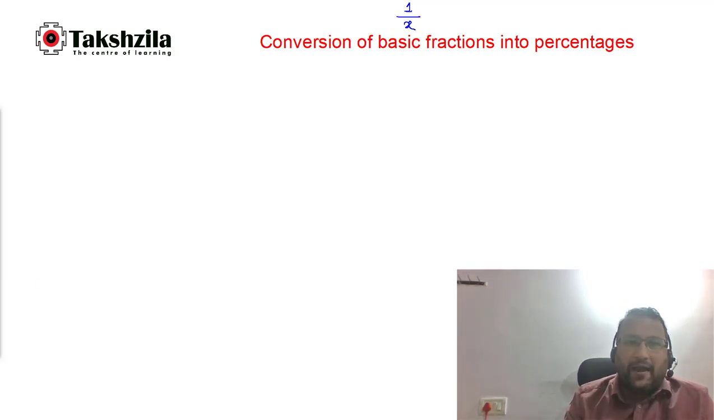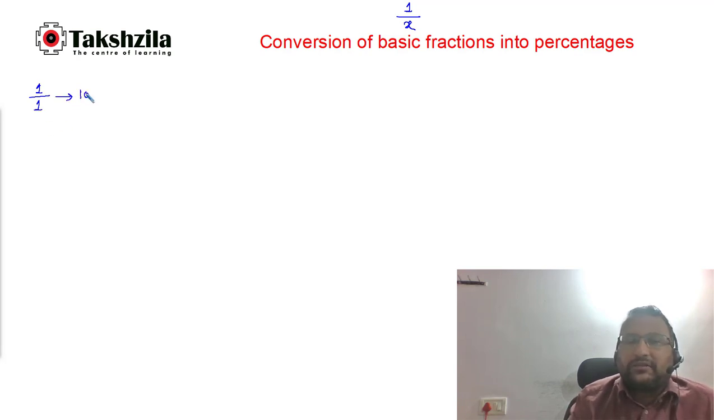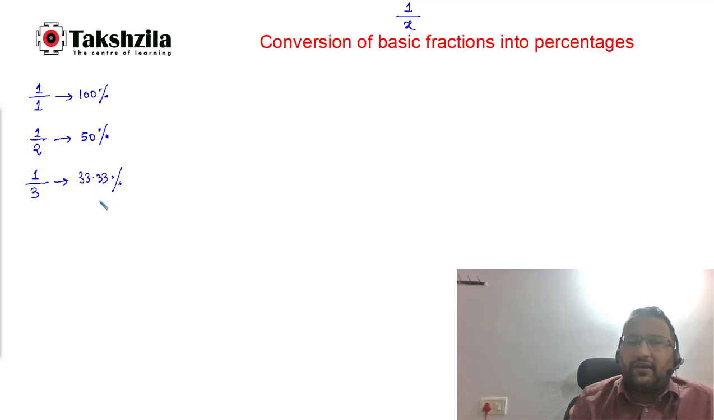If I tell you I got 1 mark out of 1 mark, then I will be getting how many percentages? It is very simple, that is 100 percentages. Now if I get 1 mark out of 2 marks, in that case I will be getting 50 percentages. Then if I get 1 mark out of 3 marks, I will be getting 33.33 percentages. Similarly, if I get 1 mark out of 4 marks, I will be getting 25 percentages. And if I get 1 mark out of 5 marks, I will be getting 20 percentages.